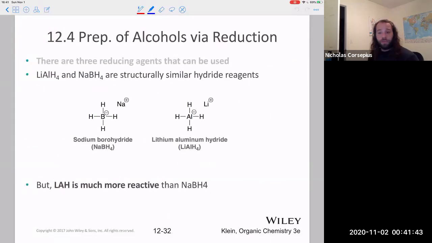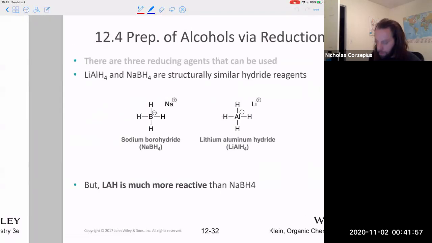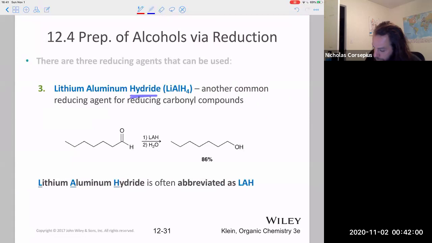Notice that they're really, really similar in terms of structure. Again, the whole shtick is you have these nucleophilic hydrogens, but lithium aluminum hydride is actually more reactive than sodium borohydride. So you can't have lithium aluminum hydride in the presence of alcohol or water. You have to do these in two separate steps. First you treat your carbonyl group with lithium aluminum hydride, and then you add some sort of protic solvent to protonate that group.